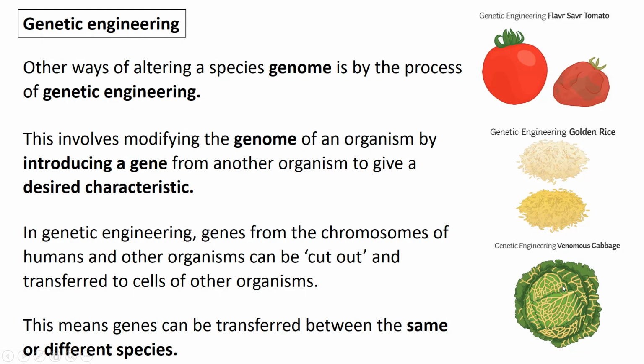And this venomous cabbage has a toxin from a scorpion in the cabbage, which isn't toxic to humans, but is toxic to caterpillars. So a key advantage of that is you would use less pesticides in order to kill the caterpillars on the cabbage. That could have a really good environmental impact because it would result in less pesticides being used and less other organisms being killed, like bees or any other sort of insects that might be around those cabbages.